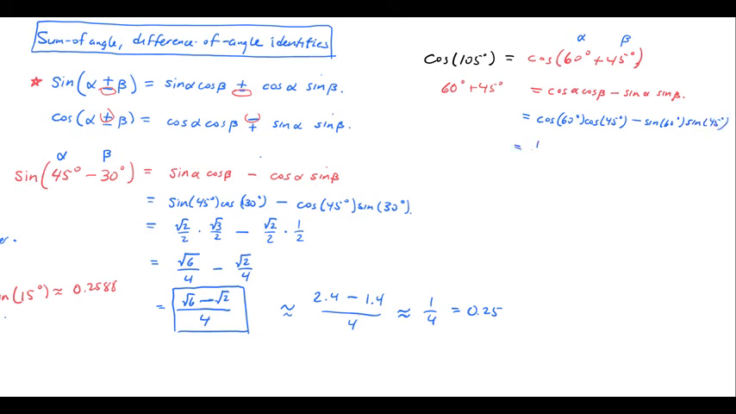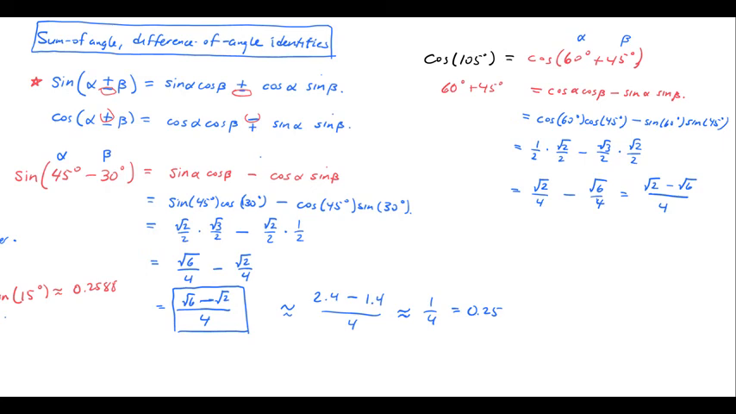Cosine of 60 degrees is exactly 1/2. Cosine of 45 degrees, root 2 over 2, and then subtract. Sine 60 degrees is root 3 over 2. Sine 45 degrees is root 2 over 2. Simplifying gives me root 2 over 4 minus root 6 over 4. And this time it looks like I'm going to get a value that overall is negative, because root 2 is certainly less than root 6.